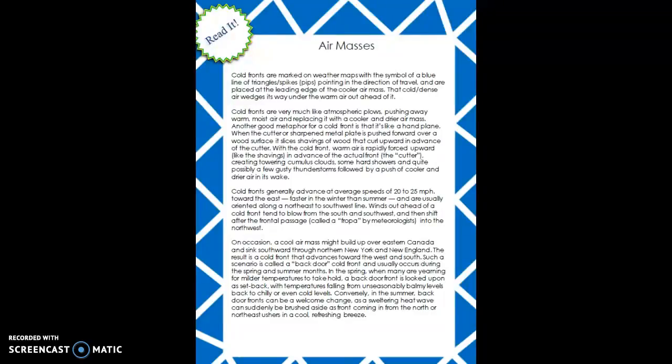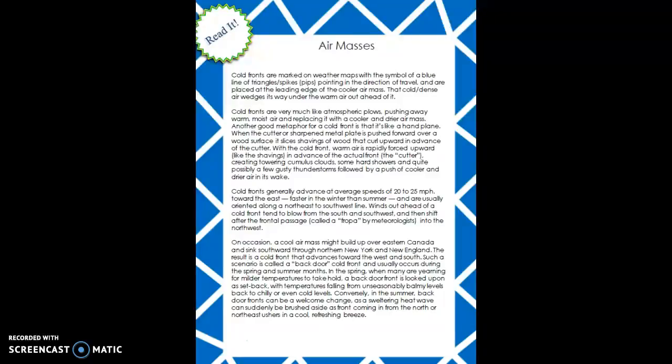Cold fronts generally advance at an average speed of 20 to 25 miles per hour toward the east, faster in the winter than the summer, and are usually oriented along a northeast to southwest line. Winds out ahead of a cold front tend to blow from the south and southwest, and then shift after the frontal passage, called a fropa by meteorologists, into the northwest.